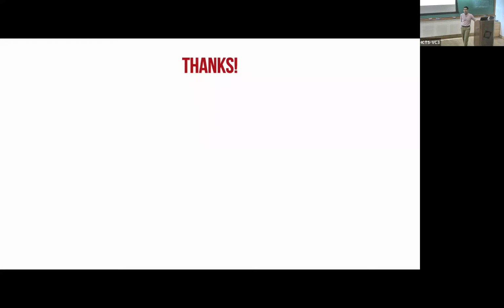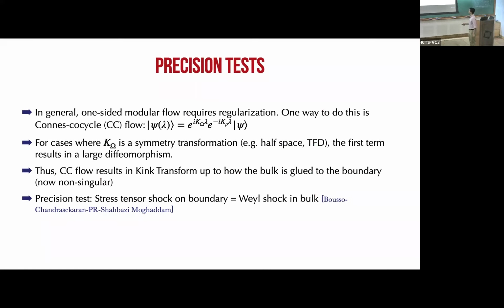Maybe could you say a bit more about this mapping between this stress tensor shock and the Weyl shock? Yeah, so here what we were doing was we were considering a general situation where some arbitrary metric in the bulk has some nice AdS asymptotics. So it has some Fefferman-Graham expansion near the entangling surface. The stress tensor shock was known from the boundary side.